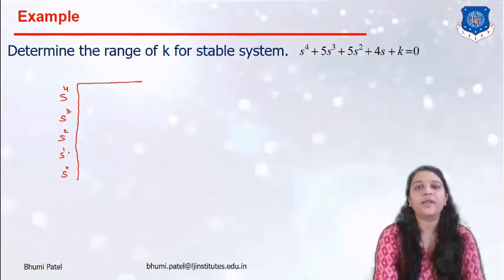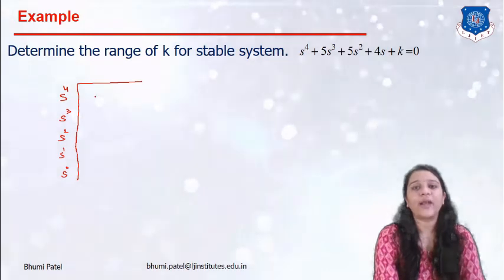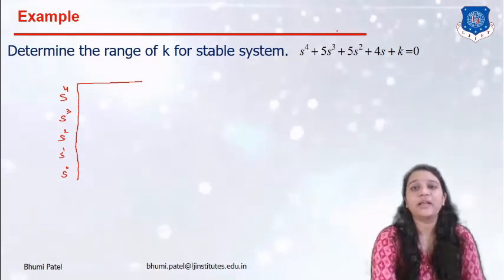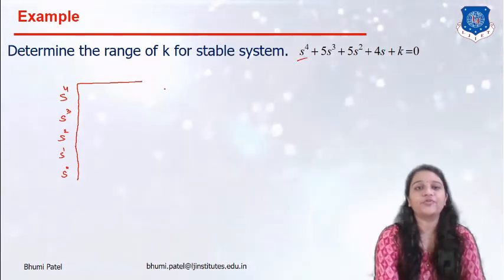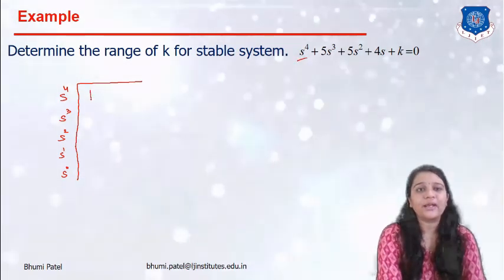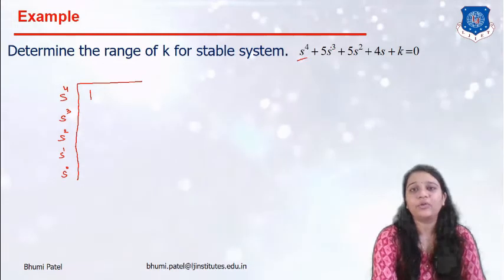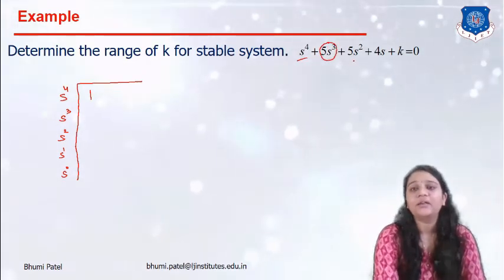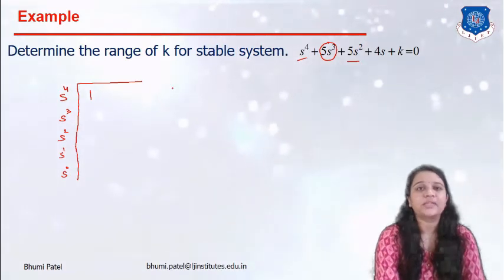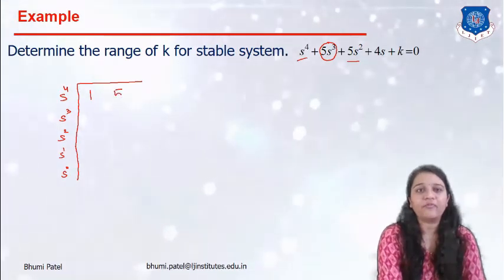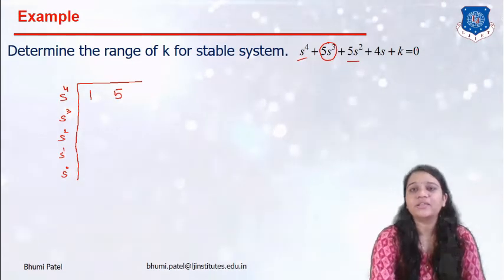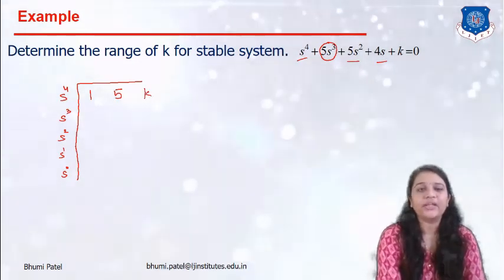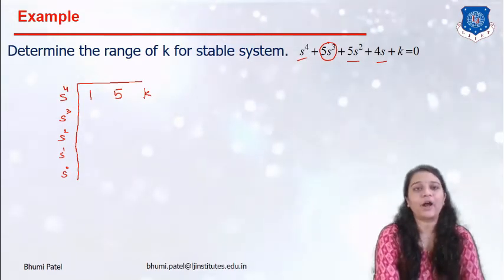Now in the Routh table, first of all we have to write the coefficient of s raised to 4. Here you can see that the coefficient of s raised to 4 is 1. So here you can write 1. Next you skip a term and write the coefficient of s square, so here we write 5. After that we skip the term 4s and then we write k. So this is the first row of the Routh table.